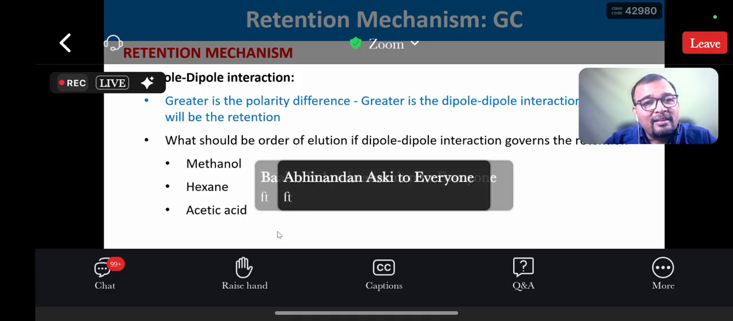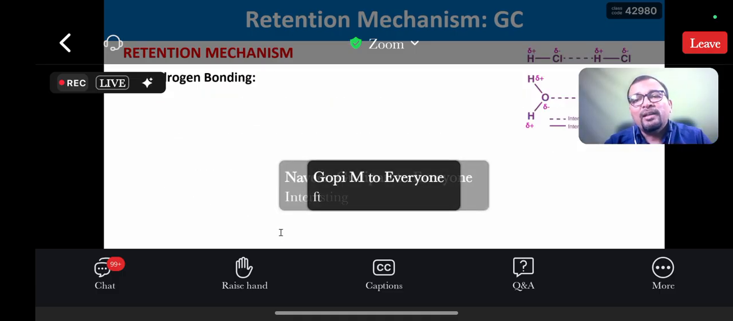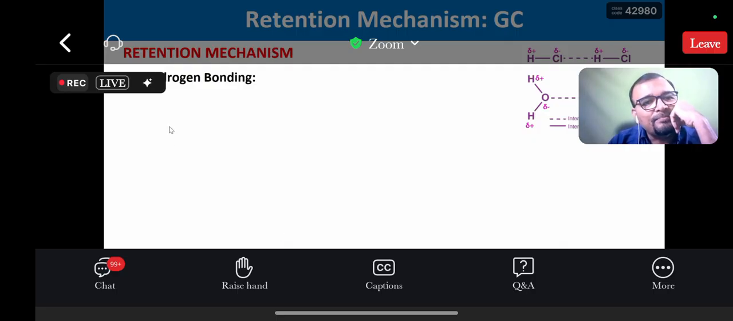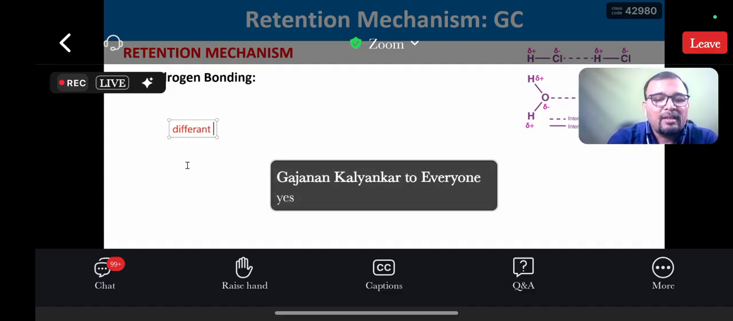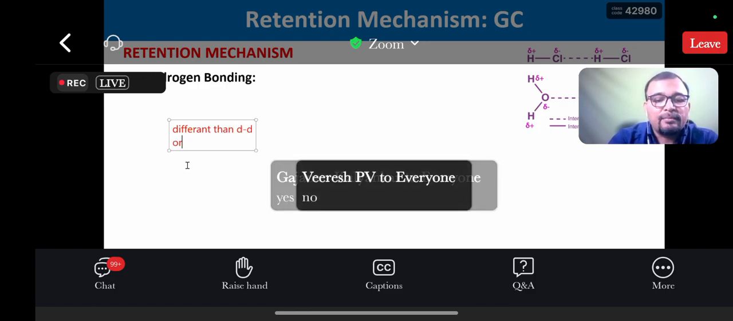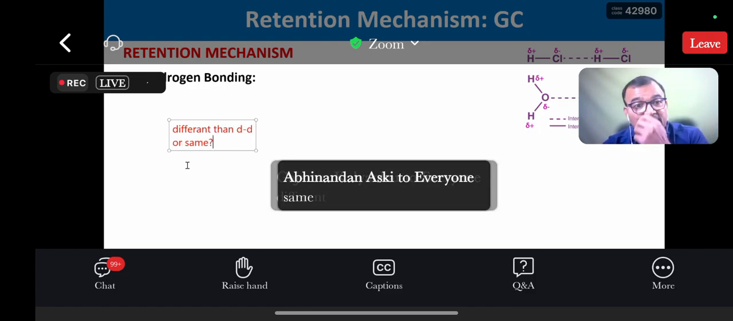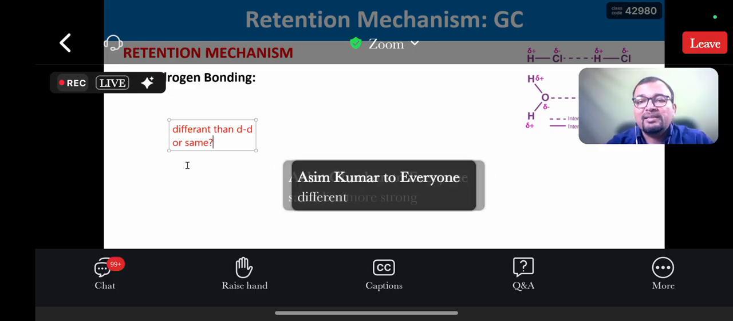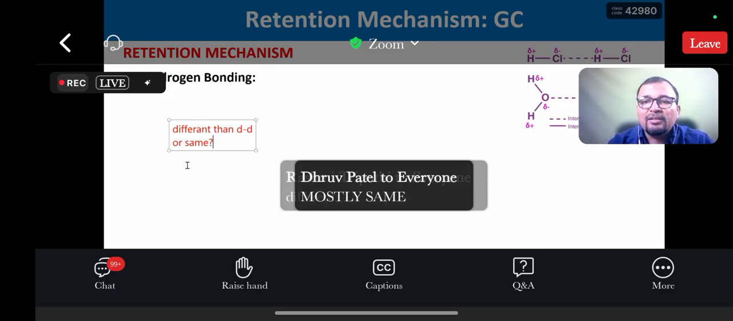What is the third retention mechanism? That is hydrogen bonding. See, hydrogen bonding is not different from the dipole-dipole interaction. Is it different or same? Gajanan says different. Abhinandan says same. Kripal says different. Okay, a bit different, mostly same.